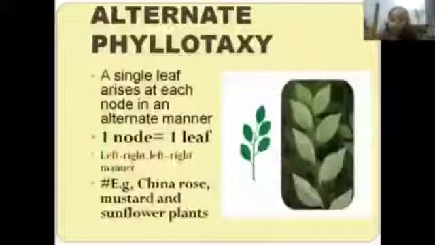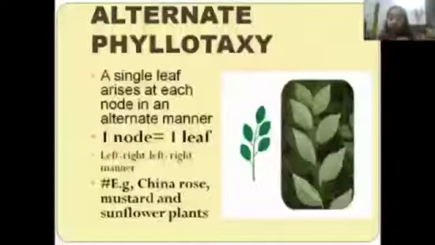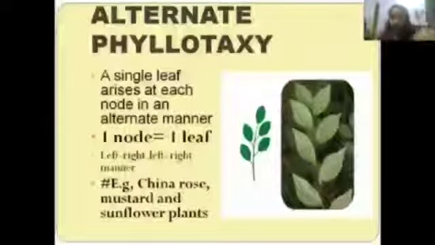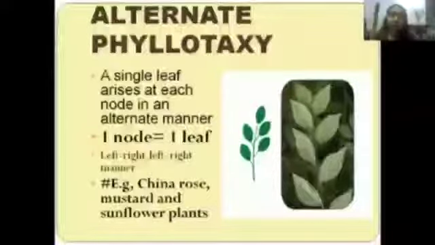Coming to alternate phyllotaxy. What is alternate phyllotaxy? Basically a single leaf arises at each node in an alternate manner. The rule we can apply for this is one node and one leaf. The leaves follow a left, right pattern, wherein on the left side one leaf grows on one node, and on the right side another leaf grows, left, right. Examples of alternate phyllotaxy would be China rose, which we commonly know as hibiscus, then mustard and sunflower plants.